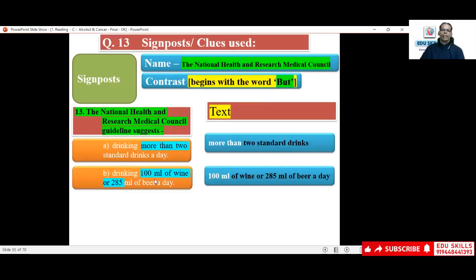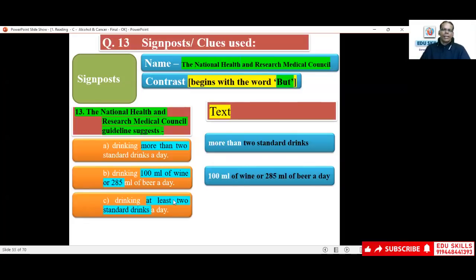Option A, option B: drinking 100 ml of wine or 285 ml of beer a day. Now, that's what I told you. This is exactly given here, and 2 standard drinks means this. The paragraph explains 2 standard drinks means 100 ml of wine or 285 ml of beer. But that is not the answer. Two standard drinks means this, but that is not the answer.